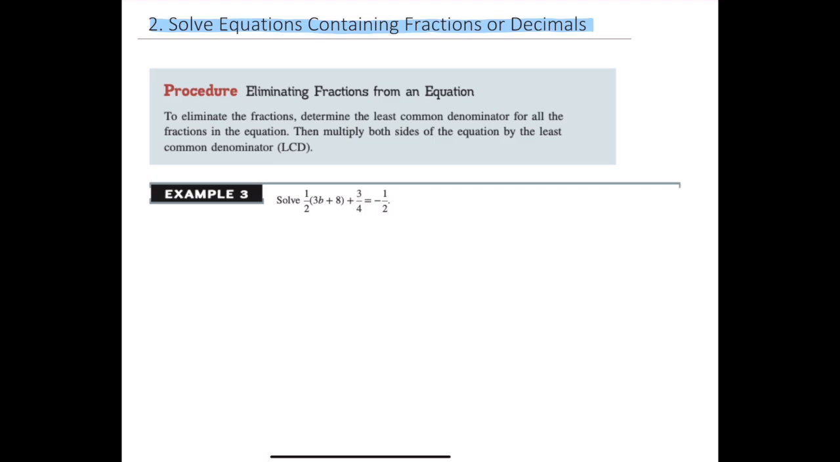All right, but we can try some other processes too. So this is one procedure. They're saying eliminating fractions from an equation. We can eliminate them. And what does that mean? It says to eliminate fractions, determine the least common denominator for all of the fractions in the equation, then multiply both sides of the equation by the least common denominator.